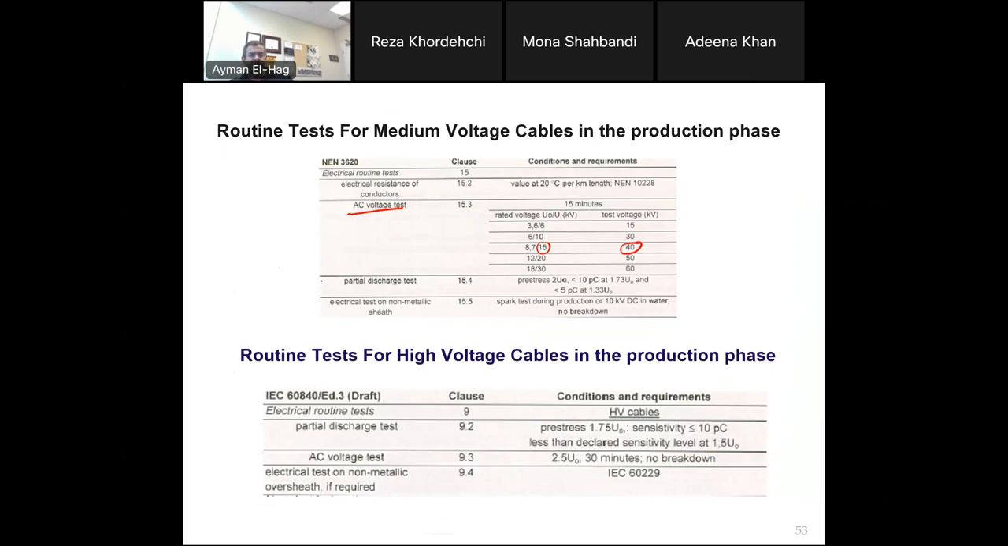The partial discharge test, we'll talk about that later on. This is for high voltage cables as well. We pre-stress the cable at 1.75 kV, and this is for partial discharge. Again, we'll talk about partial discharge later on. But for the AC test, we apply 2.5 times the rated voltage, single line to ground, for 30 minutes, and there should be no breakdown at all in the cables.